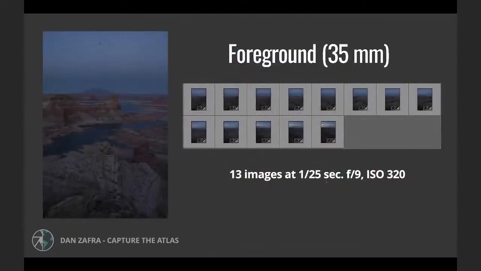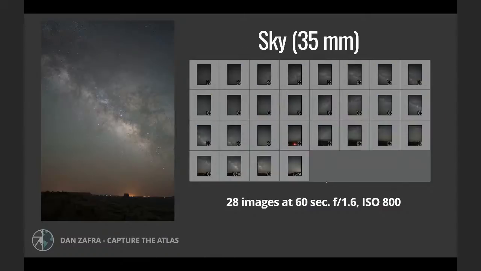So moving now into the technical things, I shot the foreground during the blue hour to get more quality in my images. I used a 35mm lens, f/1.4. And for the foreground, I took 13 images at 125 seconds, f/9, ISO 320. Really easy shooting, really easy panel, nothing difficult here. Now we're moving into the sky, and we come to the tricky part.